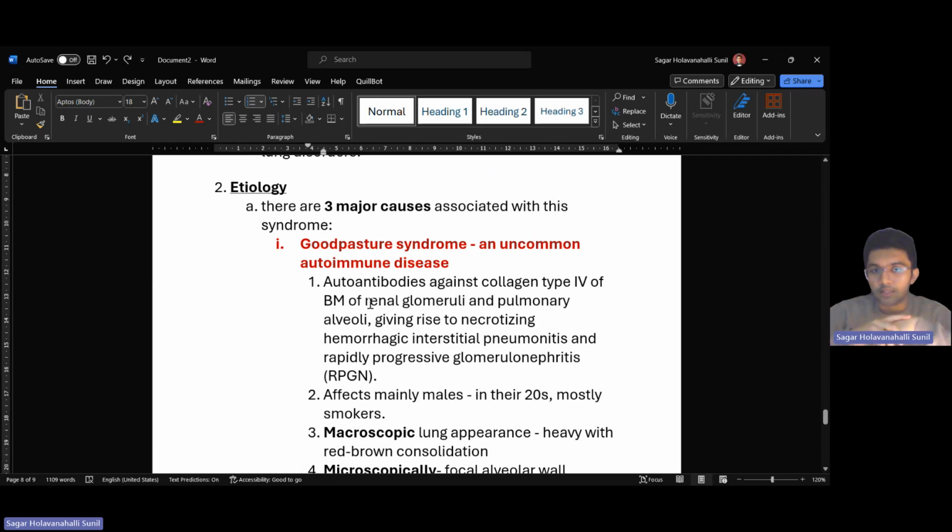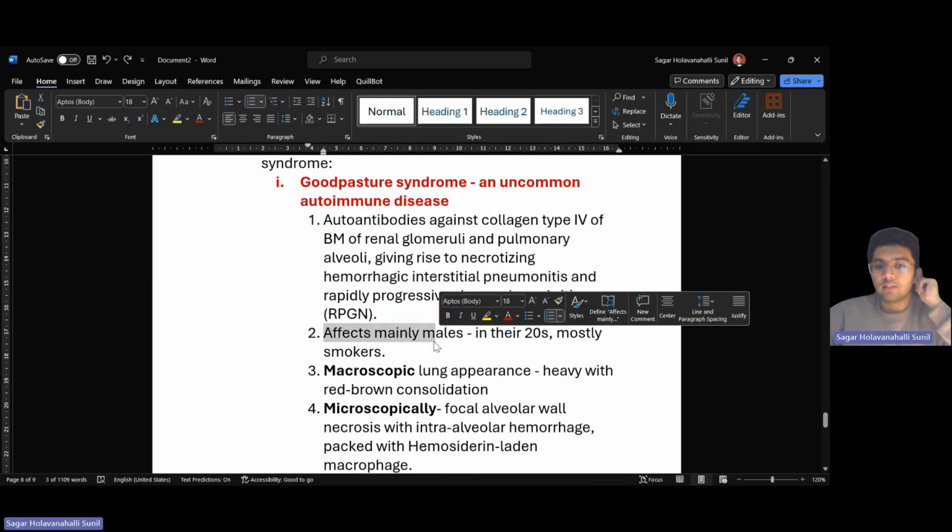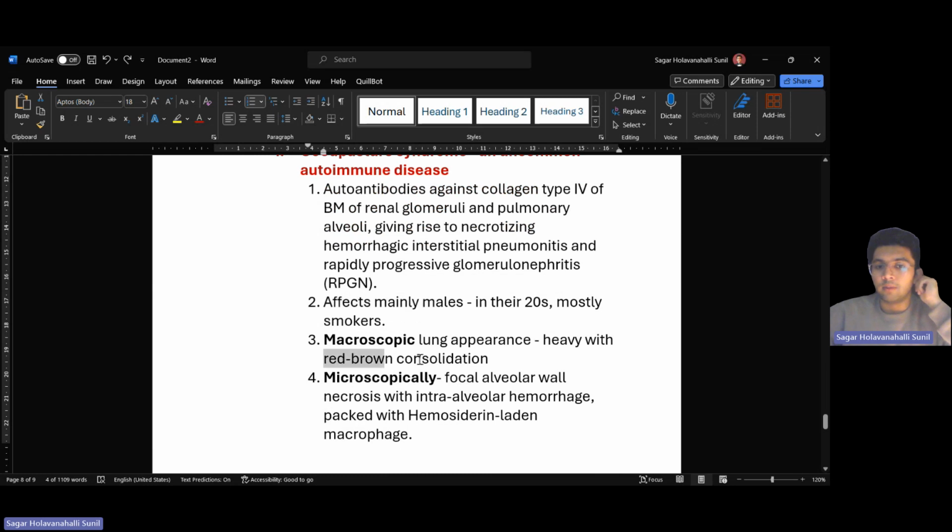Immune cells will come and attack this. Maybe you could also have helper T cells, which will recognize these antibodies and which will signal to the other cells to come and destroy collagen type 4, right? So this is the process of Goodpasture syndrome. It's going to cause rapidly progressive glomerulonephritis and hemorrhagic interstitial pneumonitis. It affects mainly males. Macroscopically, you're going to have red-brown induration.